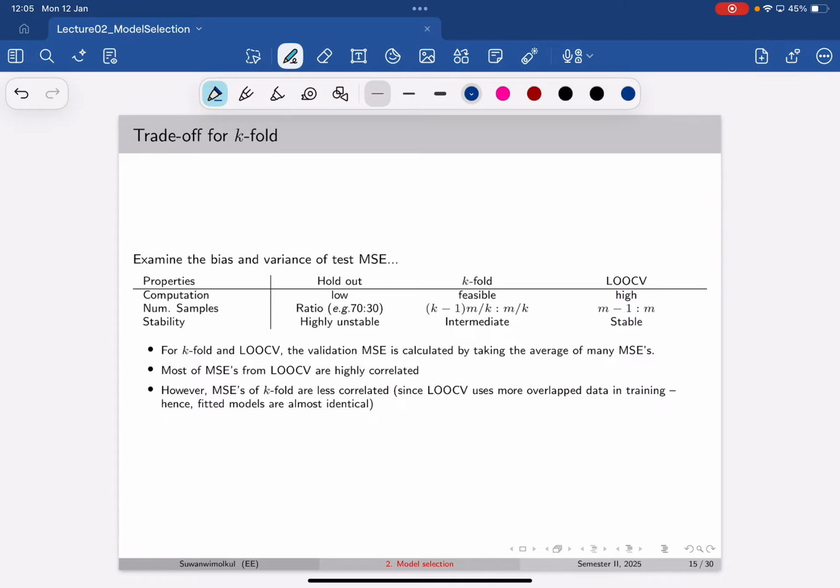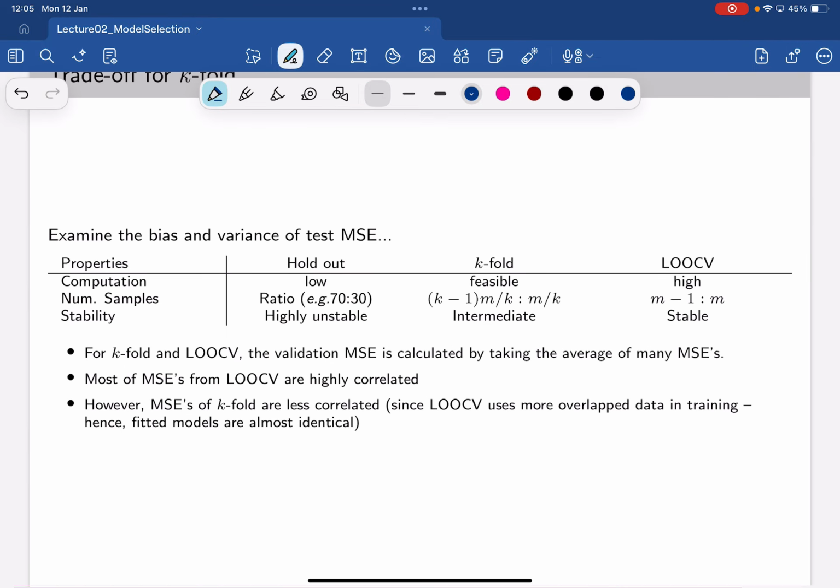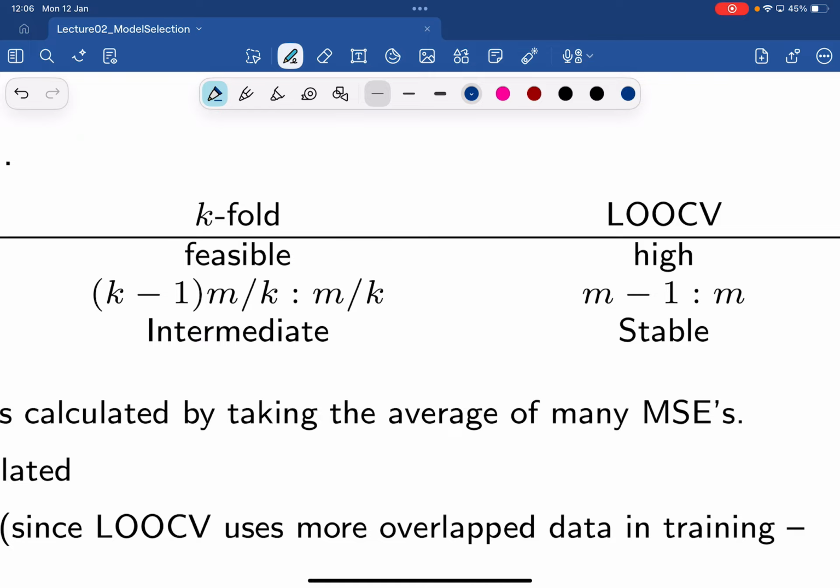So this is a summary of that cross-validation technique. You have hold out, K-fold, and leave one out. So yes, in terms of computation, hold out is simply the lowest because you just do one sampling and one run. That's it, right? But K-fold depends, but could be feasible because that depends on how you separate the data into each sampling step. But leave one out is definitely too high, right?